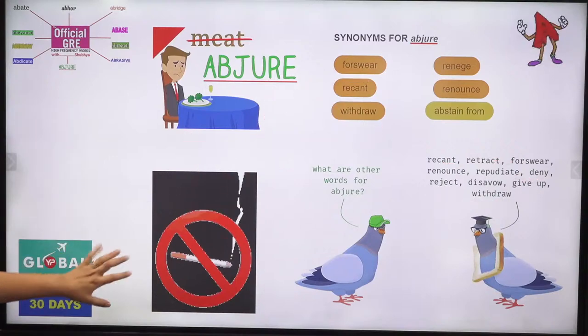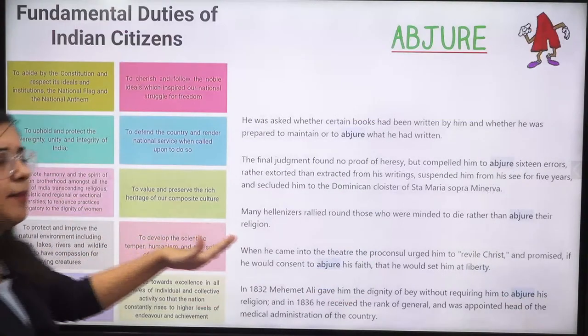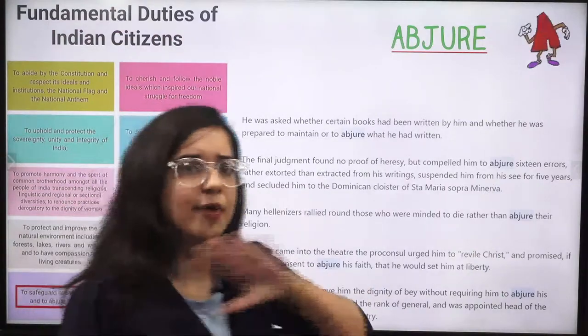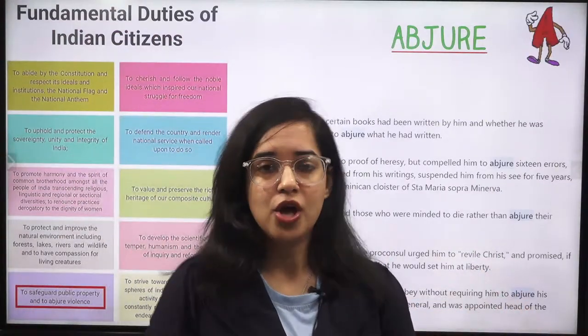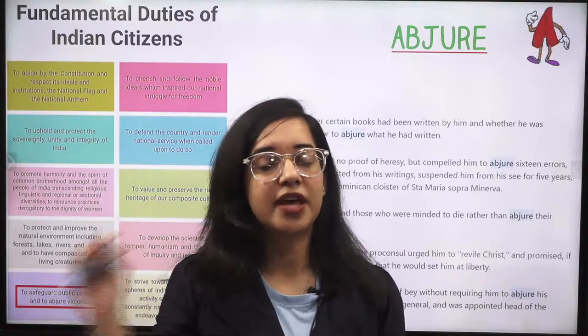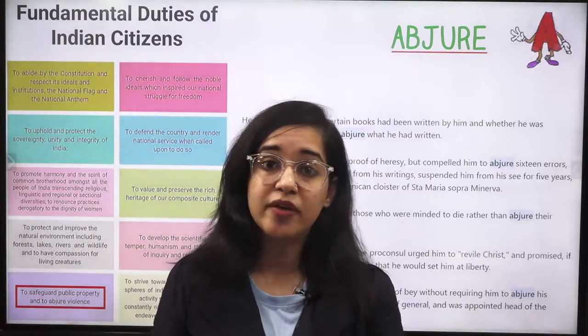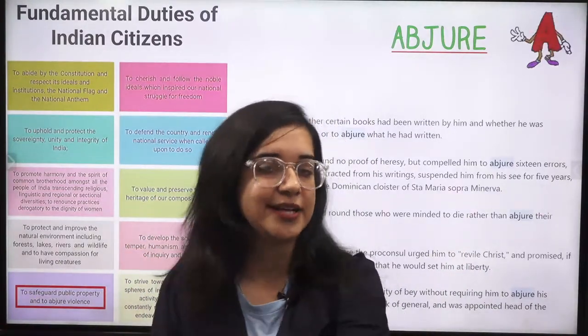So this is how it goes. And it is also like you give up violence, you prefer that you won't be violent. You give up your rude behavior, you abjure your rude behavior. You abjure so many negative things in your life, that is, you give up, you withdraw from those things, right?